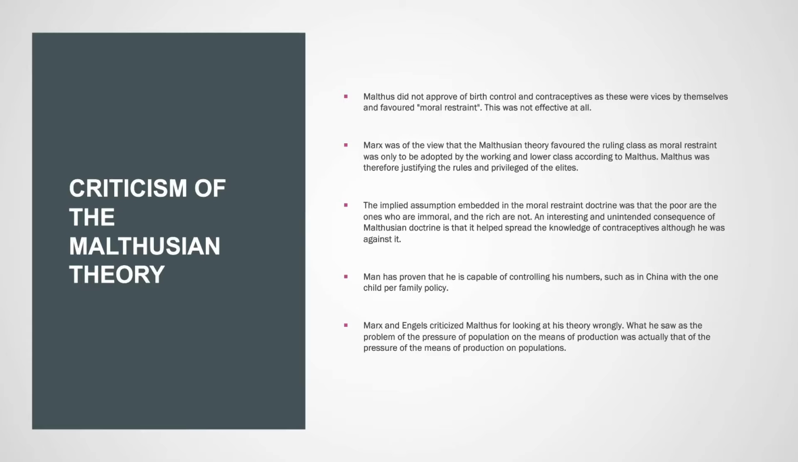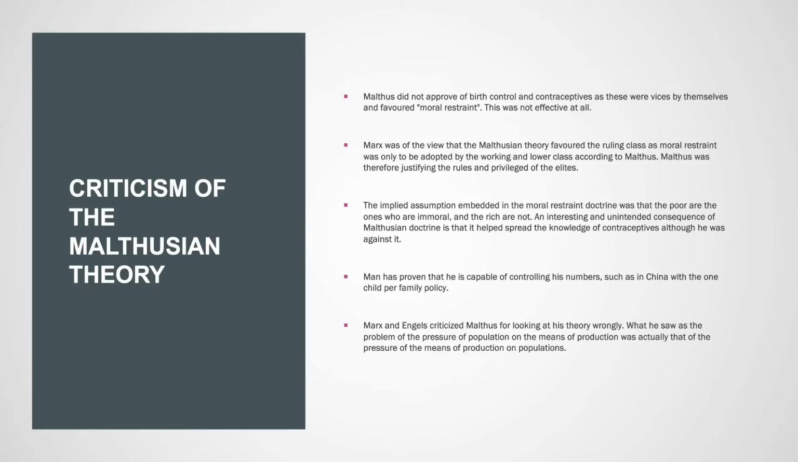Now, man has proven that he is capable of controlling his numbers, such as in China, right? China had a one-child family policy. I remember that before 2022 they were the number one. They had the most population, right? But no, India has surpassed them. And so China tried to reduce their population by implementing a one child per family policy.